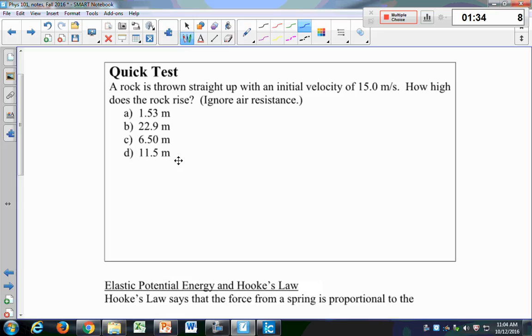Just to remind you, our procedure before would have been, I know the initial velocity, I know the acceleration, I can find the time, and then if I can find the time, I can find the y height to which it goes up to. If you want to work it that way, that's fine, but it's easier to think about the energy and how the energy changes.